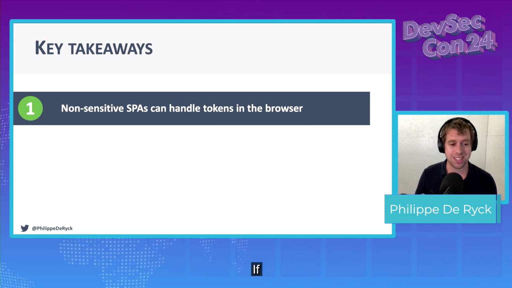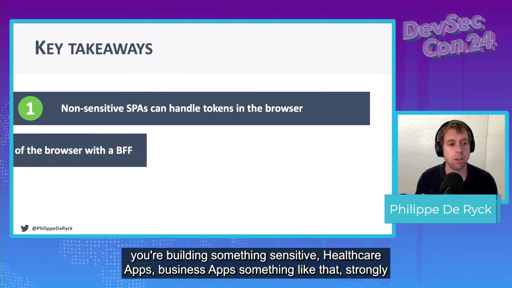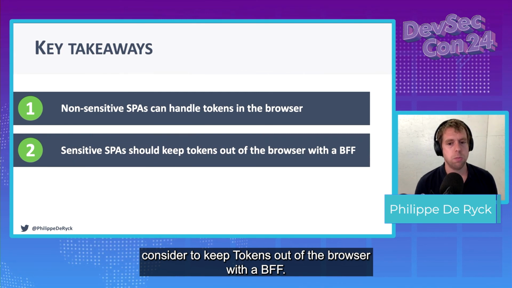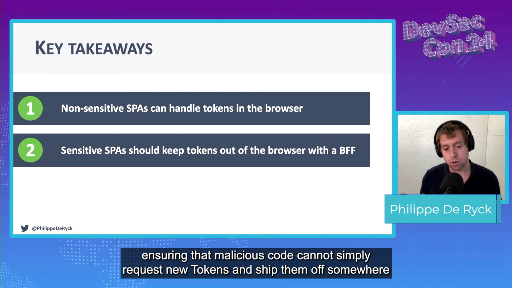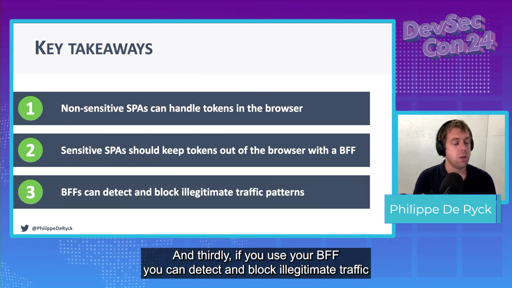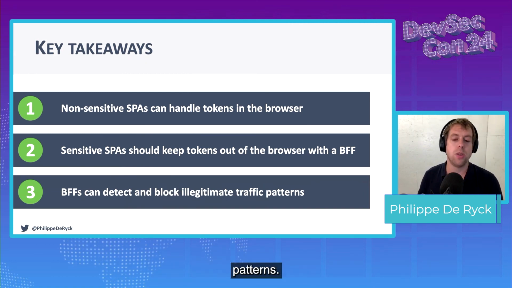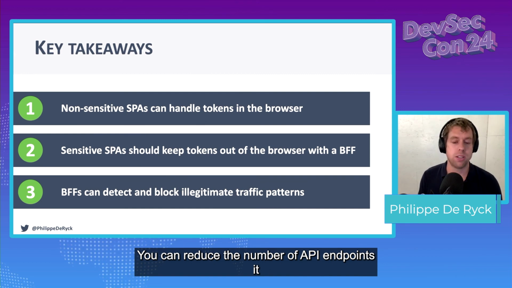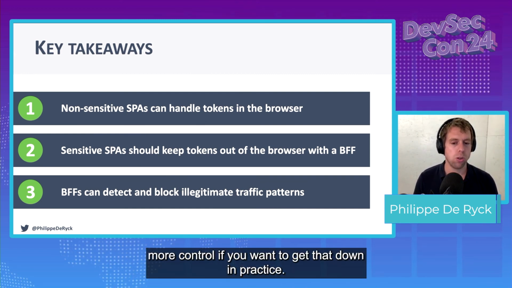If you're building something sensitive, healthcare apps, business apps, something like that, strongly consider to keep tokens out of the browser with the BFF. It's the only real way of ensuring that malicious code cannot simply request new tokens and ship them off somewhere else. And thirdly, if you use a BFF, you can detect and block illegitimate traffic patterns. You can reduce the number of API endpoints that can be accessed, and so on and so on. So it gives you more control if you want to get that done in practice.